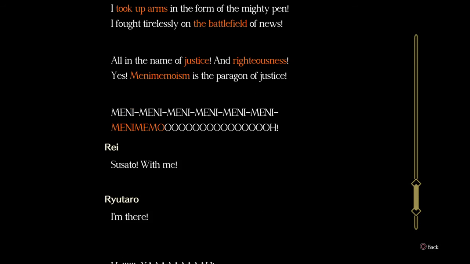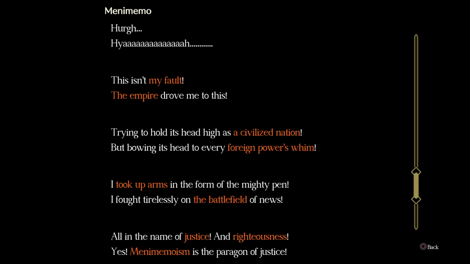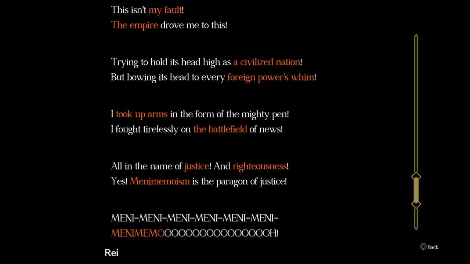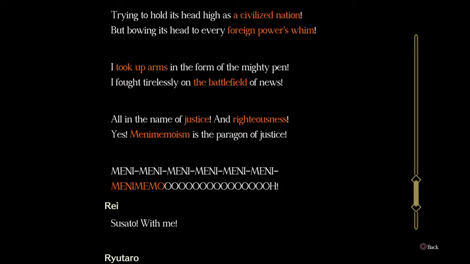I'm curious, what was he saying before? It was going by too fast. Bowing its head to every foreign power's whim, I took up arms in the form of the mighty pen. I fought tirelessly on the battlefield of news, all in the name of justice and righteousness. Yes, Minimoism is the paragon of justice.